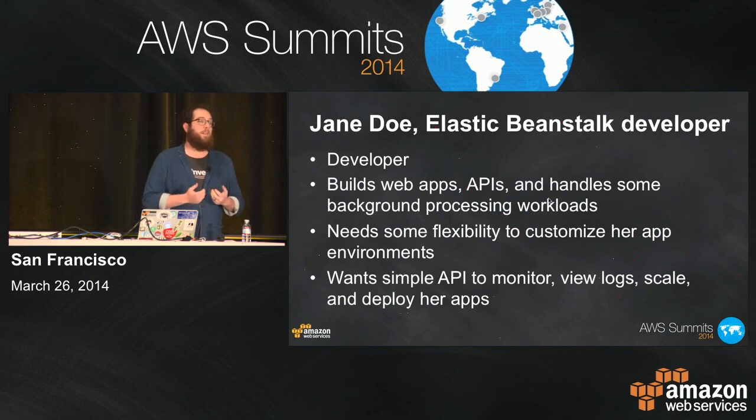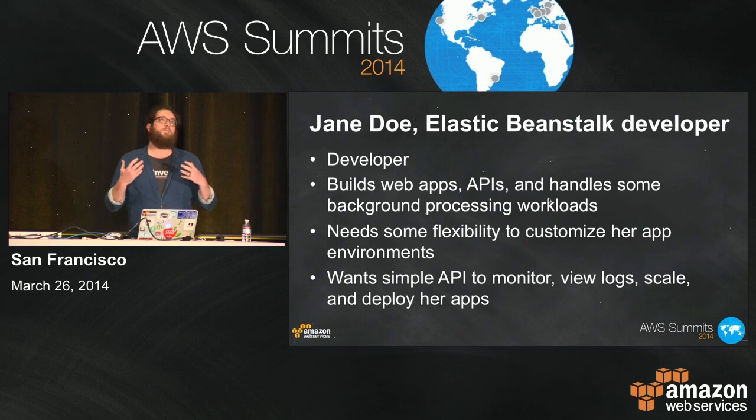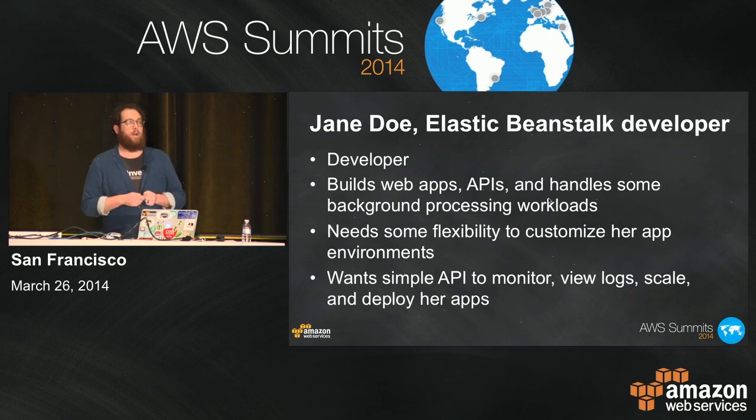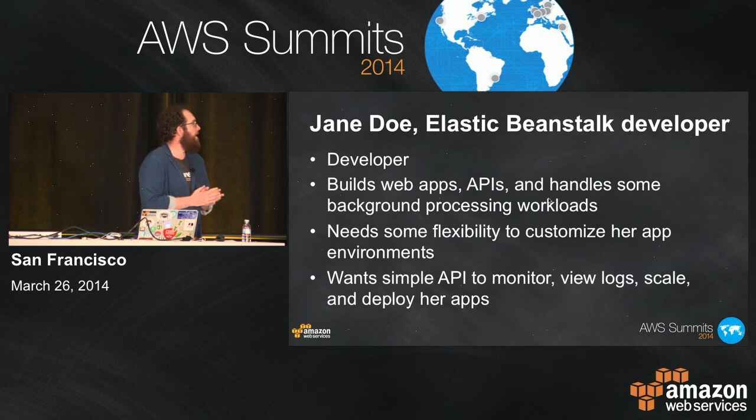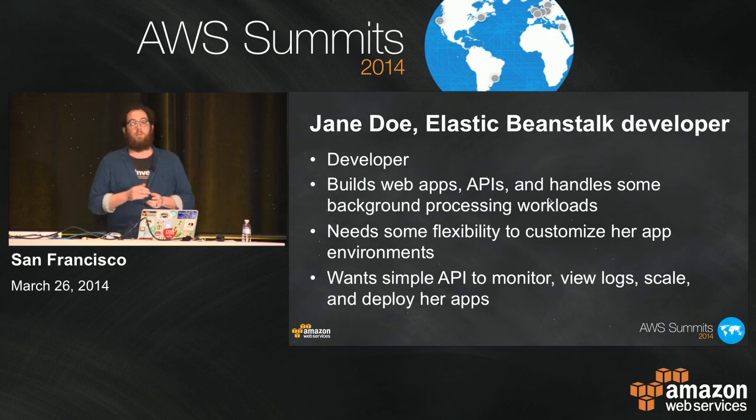So when we think about environment customization, this is, I have a Java app or I have a PHP app, and I need to run that in Apache or in Tomcat, but I also need to install New Relic, for example, or some other system library. So she wants some degree of control over her environments. And above all else, she wants a simple API to deploy, manage, and scale these applications.